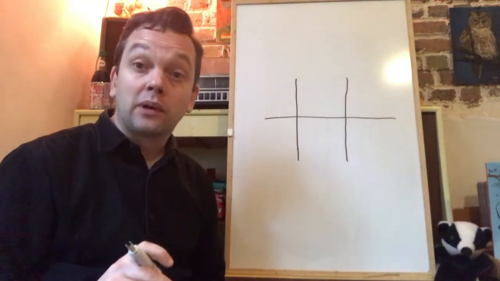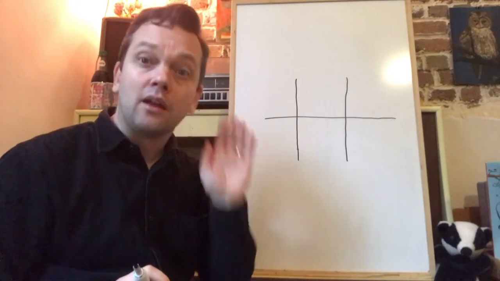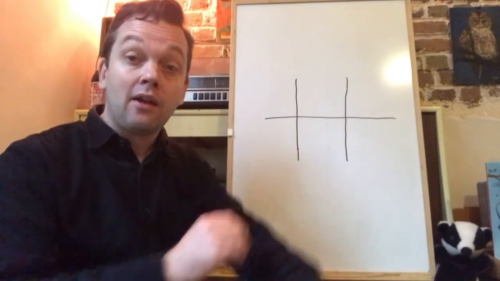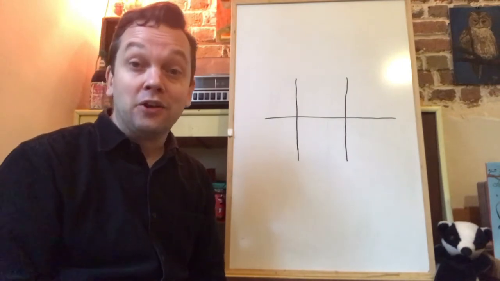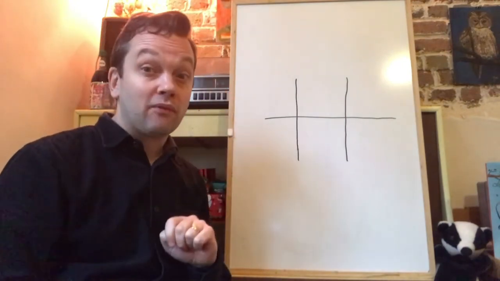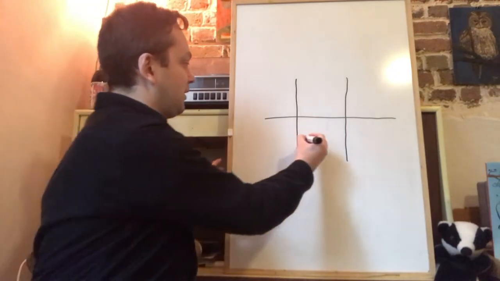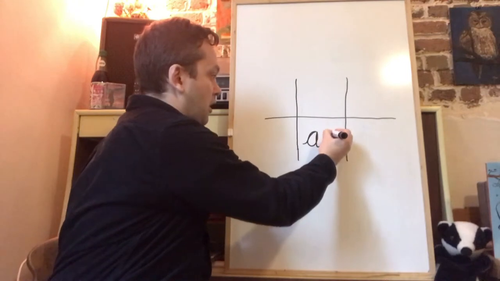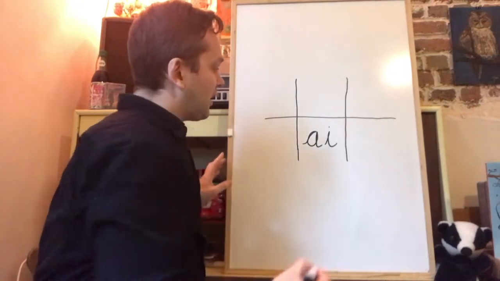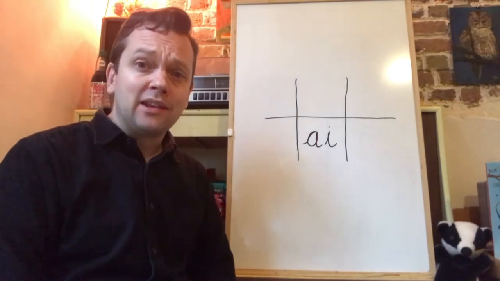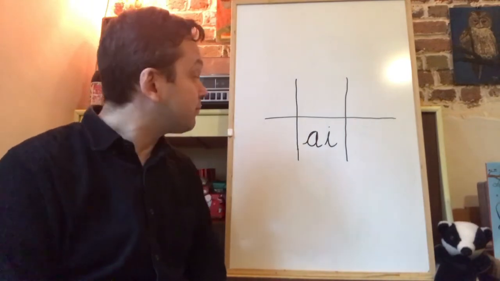The first sound I'd like you to write is A. Not the letter A, which makes the sound A, but the letters A and I, which make the sound A. See if you can write it before me. So it's the letters A and I that make the sound A. Like in the word brain or chain.